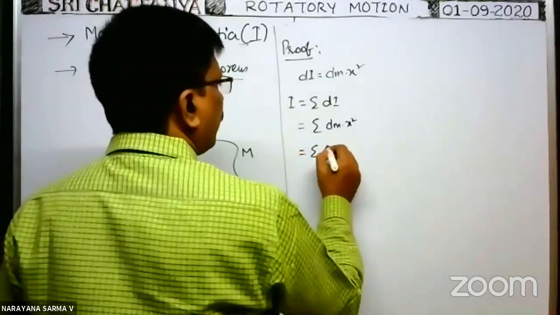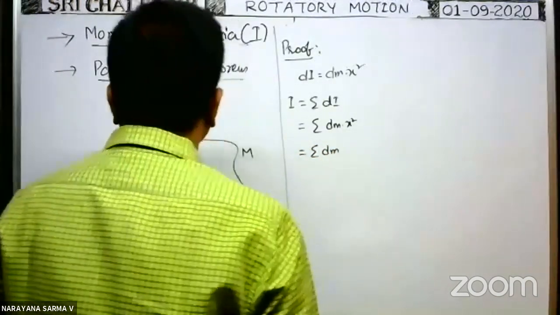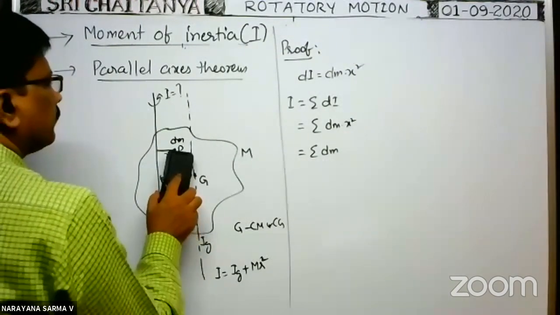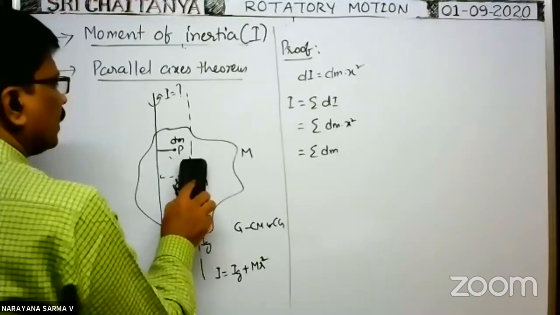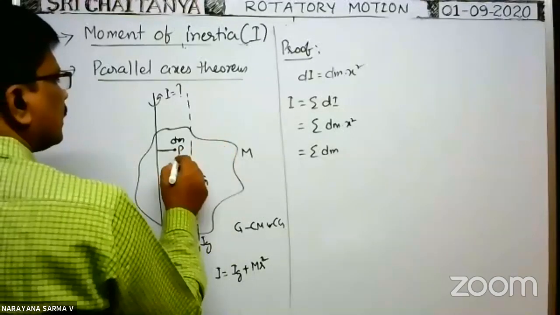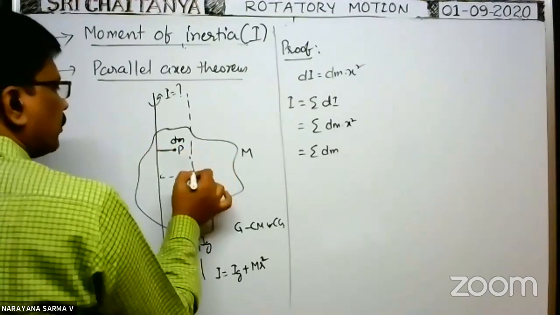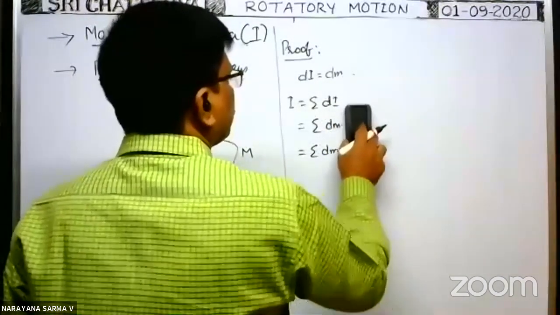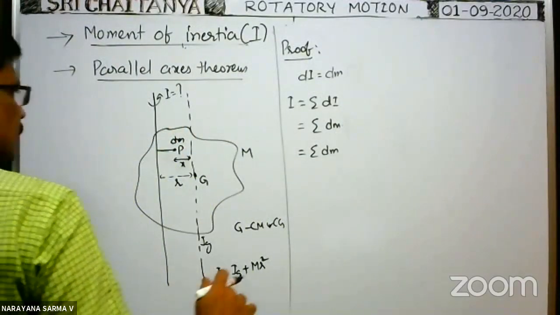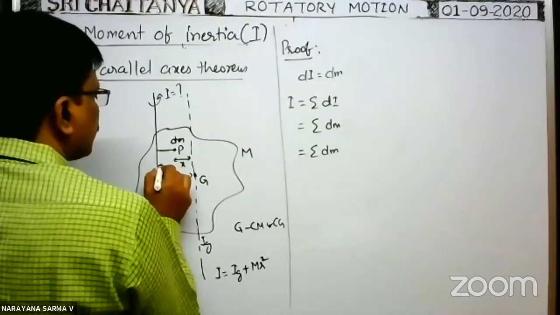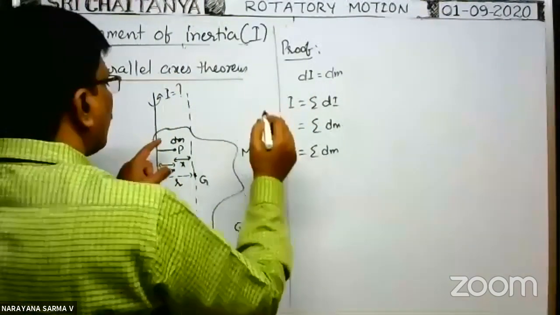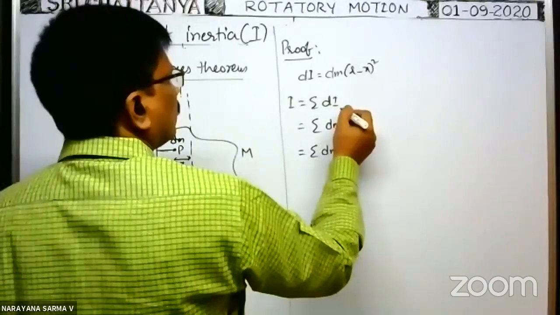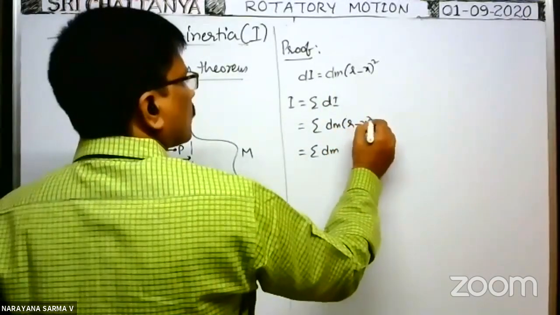So here sigma dm into... you take the distance of this particle from the axis parallel to the given axis and passing through the center of mass as x. Now this distance can be written as r minus x, for mathematical convenience. So the moment of inertia of this particle about this axis is equal to dm into (r minus x) whole square.